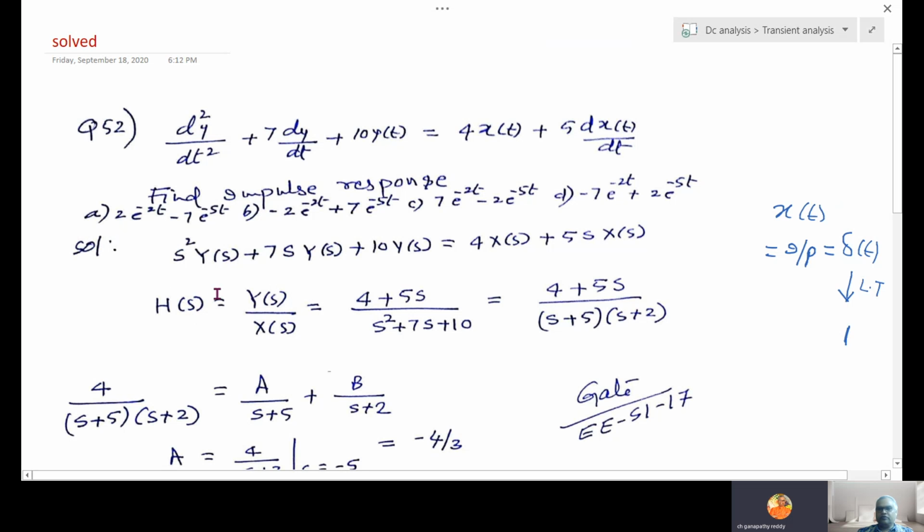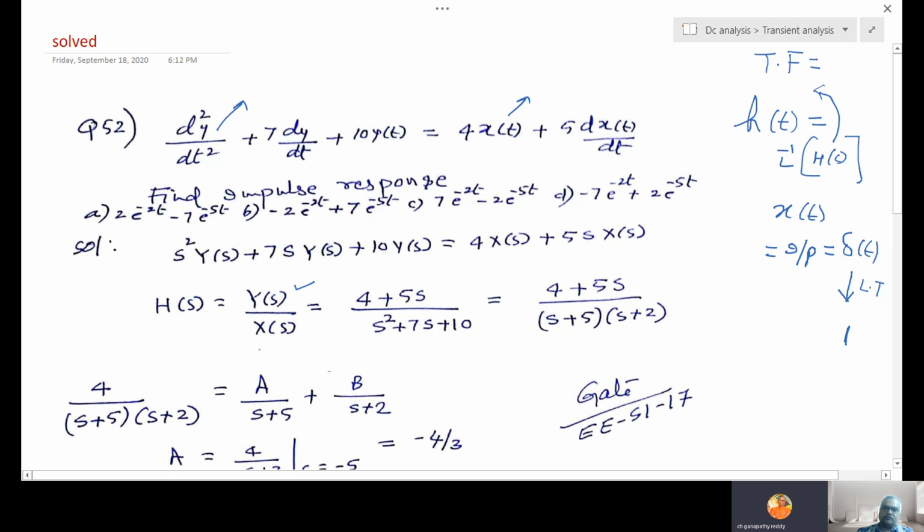It is asking for the impulse response. Impulse response means h of t is asked. h of t is nothing but the inverse Laplace of H of s. H of s is nothing but the transfer function. The transfer function is nothing but the ratio of the Laplace transform of the output to the input. What is the output? It is y. What is the input? It is x.